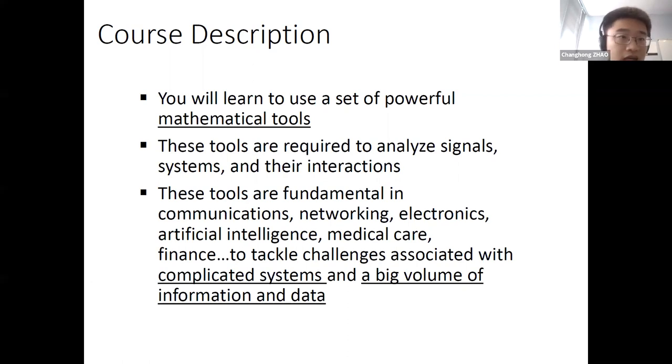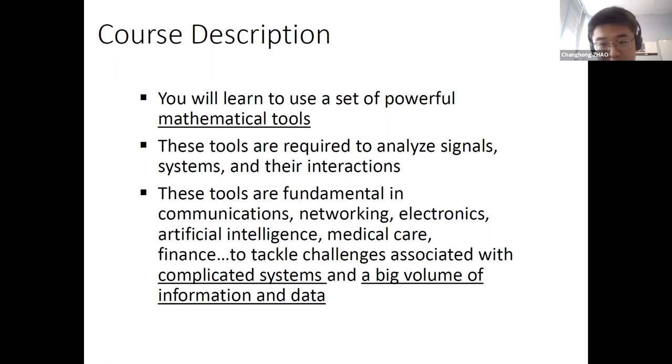So this class, Signal Systems, the main content is a set of powerful mathematical tools that you will learn. Those tools are required to analyze signals, systems, and the interactions between them. So why do we need to learn these tools? Because they are fundamental in the subjects that you will study during your time in the IE department. They are fundamental for communications, networking, electric and electronics, artificial intelligence, which is a very popular topic today, medical care, which is important, finance, which is a good job market in Hong Kong.